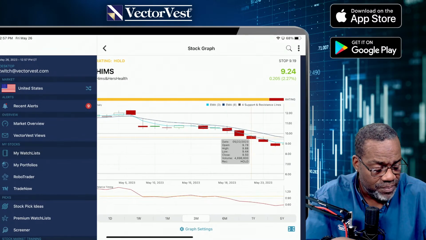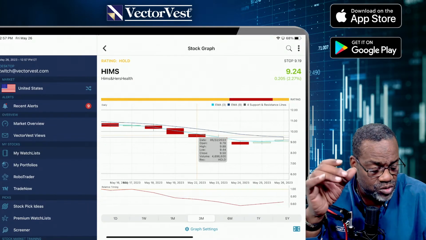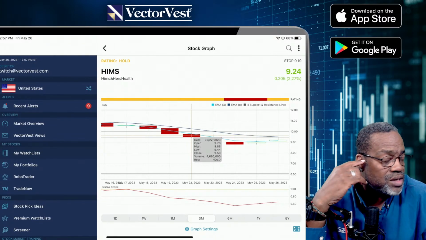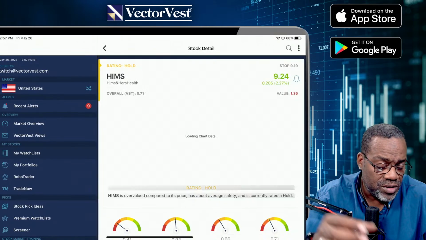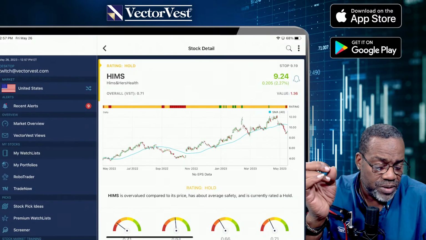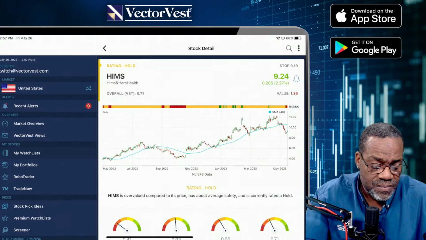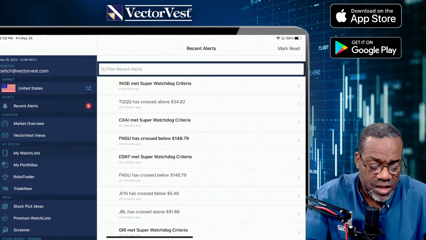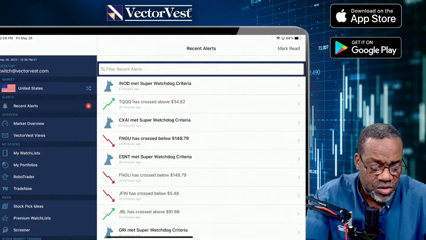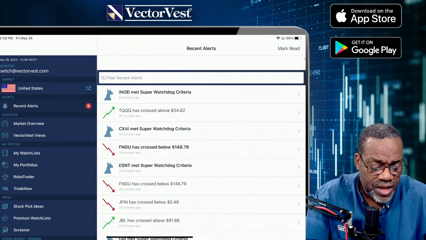The wick at the top of today's candle shows me that there's some selling pressure. I don't like that. I do like that it's bouncing off a level of support, but I don't like what I see on today's candle. Any other alerts? TQQQ, I think we got into that one already.